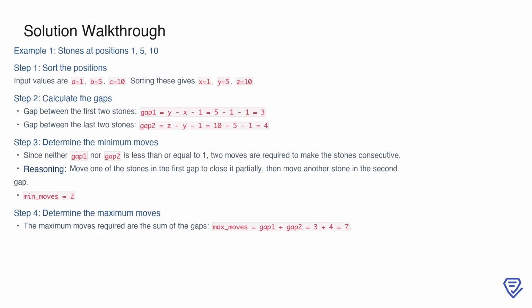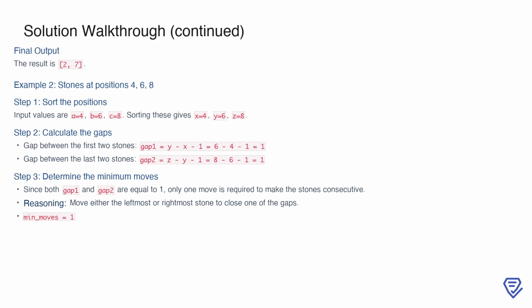For the maximum moves, we simply sum the gaps. Adding gap1 and gap2 gives us 3 plus 4, which is equal to 7. So, the maximum moves required are 7. The final output for this example is 2, 7, representing the minimum and maximum moves respectively.